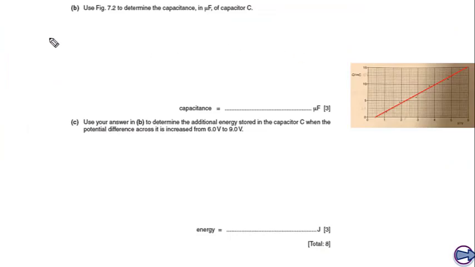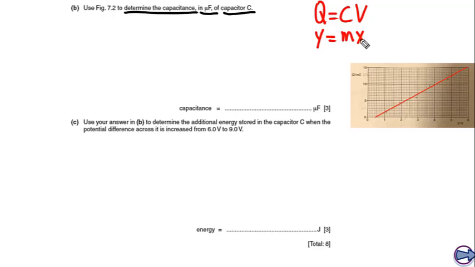For part B, we simply need to determine the capacitance in microfarad of capacitor C. So how can we determine the capacitance if the graph is given to us like this? Again, we need to understand that Q is equal to CV, and this is true when there is no systematic error. So we can also write that y will be equal to mx, which is the straight line equation. But now, as you can see here, there is a systematic error.